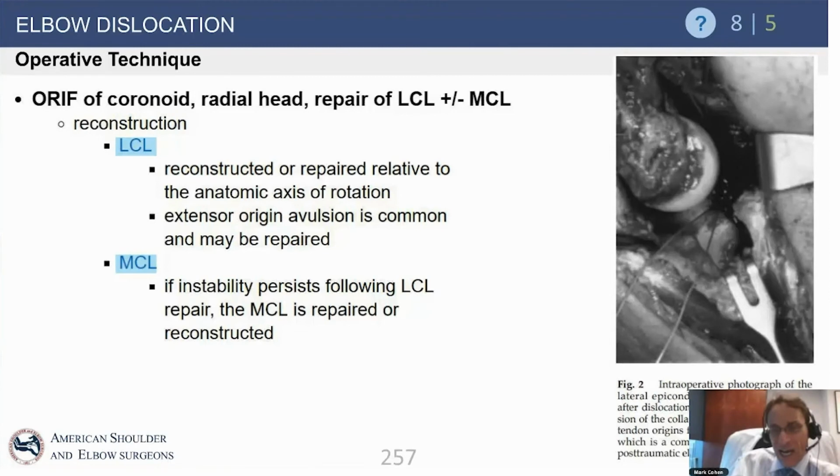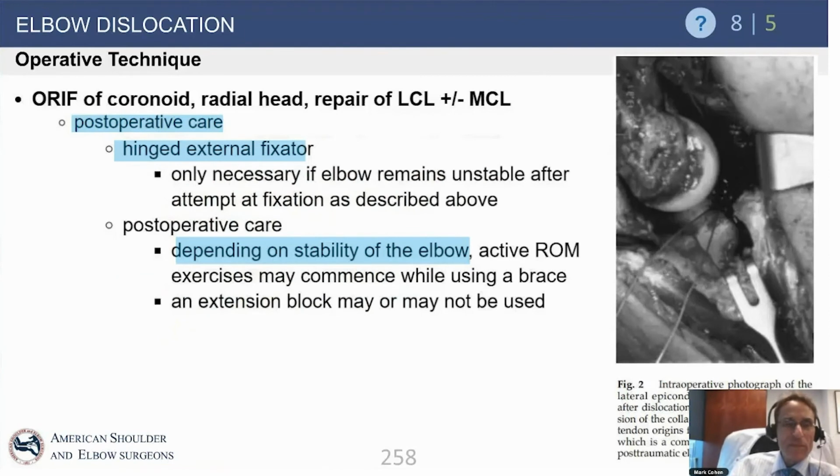You take that entire sleeve, the collateral ligament and the extensor origin, and you pull that back to the humerus and suture it back to, again, stabilize the lateral side. In the setting of dislocation, almost never do you then have to go medially and repair the medial ligament as we discussed. The hinged fixator, I really have no problem if you want to use a hinged frame or a static frame, but in the acute setting, this is unlike the chronic setting. In the acute setting, a fixator is very rarely needed.